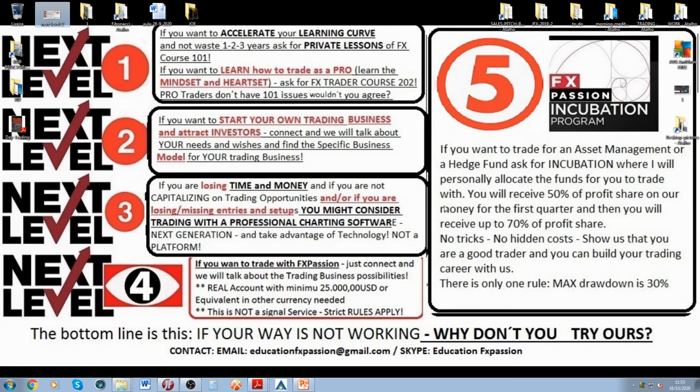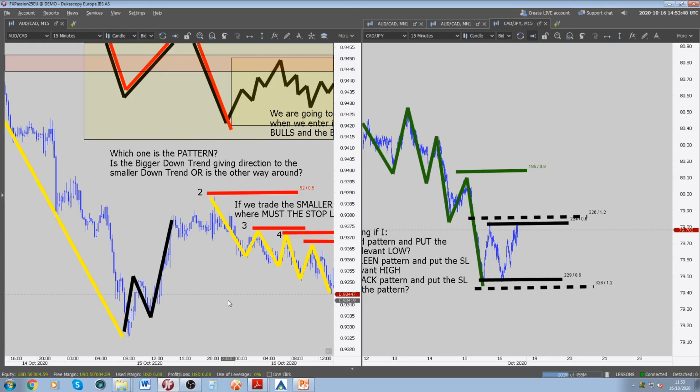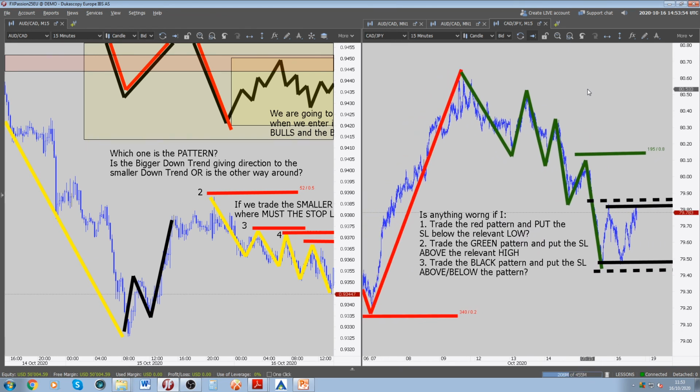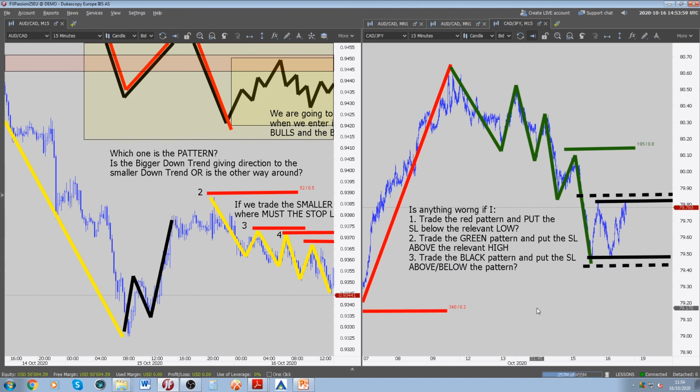Krisha says all the trades are available. Okay, but what should we do? Should we trade what? If you are the boss, everybody, and I'm your trader, what should we trade? I need instructions. Is it the red, green, or black? Or is it everything? Oh, just trade everything.